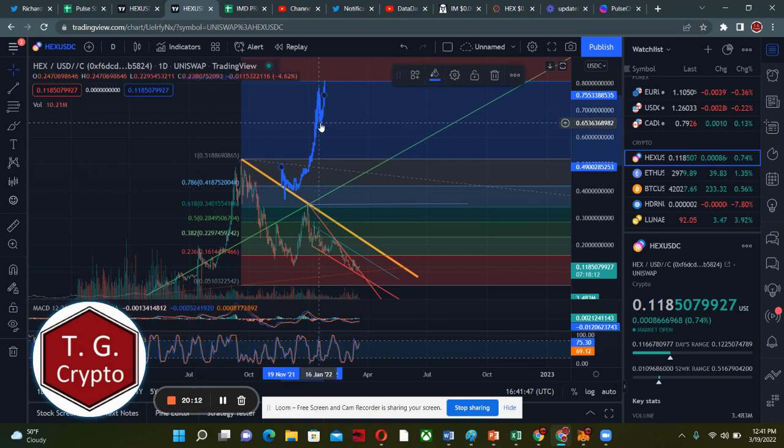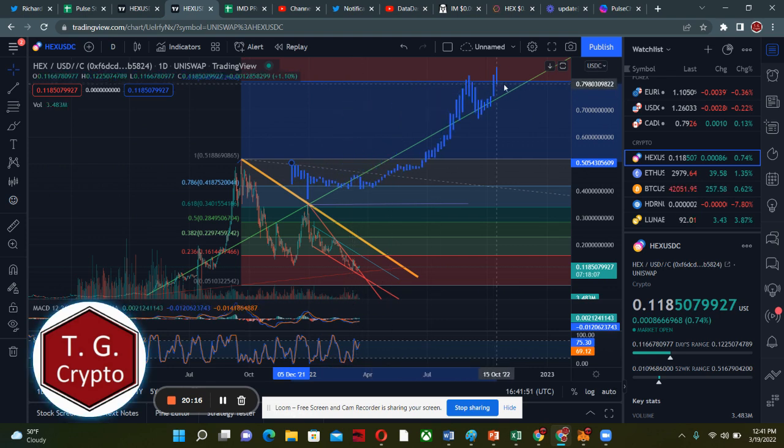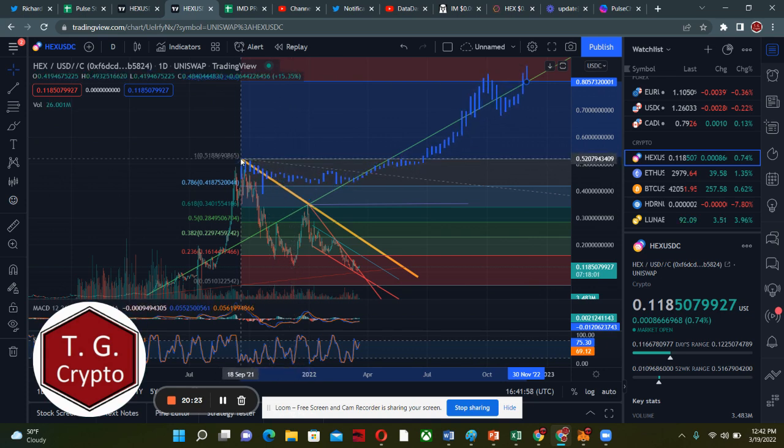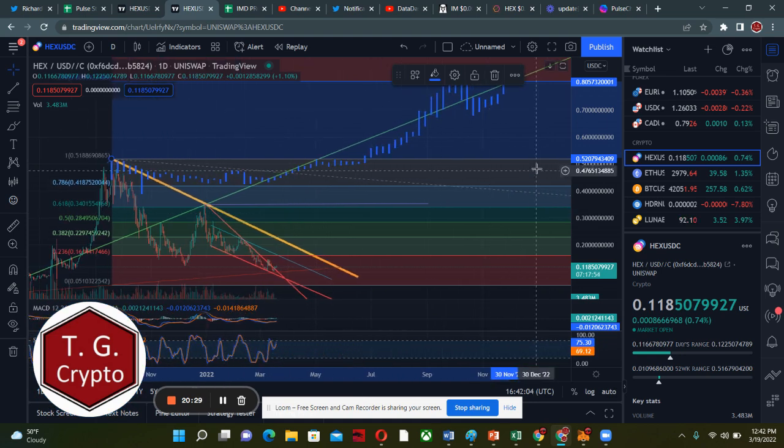So how are we going to use this thing? Well, we're going to have some fun with it. We're going to stretch it out. Okay, so we're going to match it to this using the fib retracement. Okay.